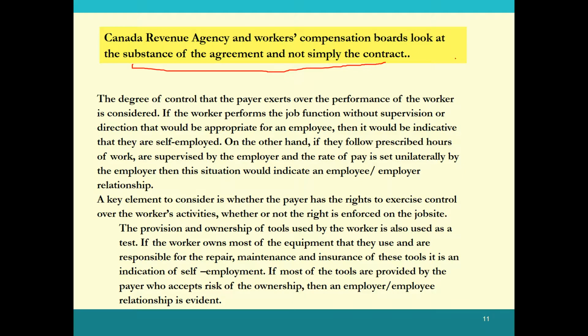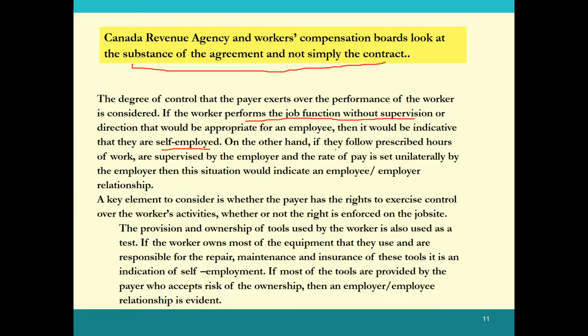The degree of control that a payer exerts over the performance of the worker is considered. If the worker performs a job function without supervision or direction that would be appropriate for an employee, then it would be indicative that they are self-employed. Like if a person is working by himself, no direction is required, just complete their task.